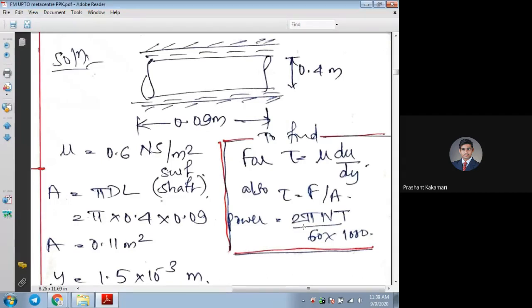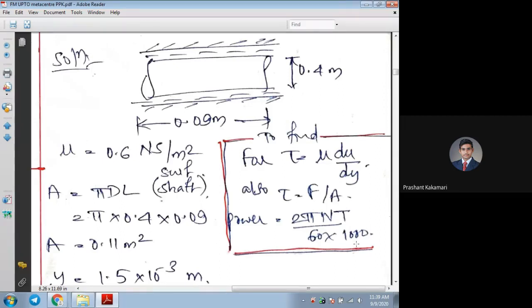So in 2 pi NT by 60, N is in rotations per minute, that we need to convert into seconds in SI unit. So we are dividing speed by 60. And this is the torque. Torque is force applied for a given radius of the shaft. The torque available on the shaft is nothing but the force available in the tangential direction from the center of the shaft, F into R. I can write later, I'll show it. So that is the torque.